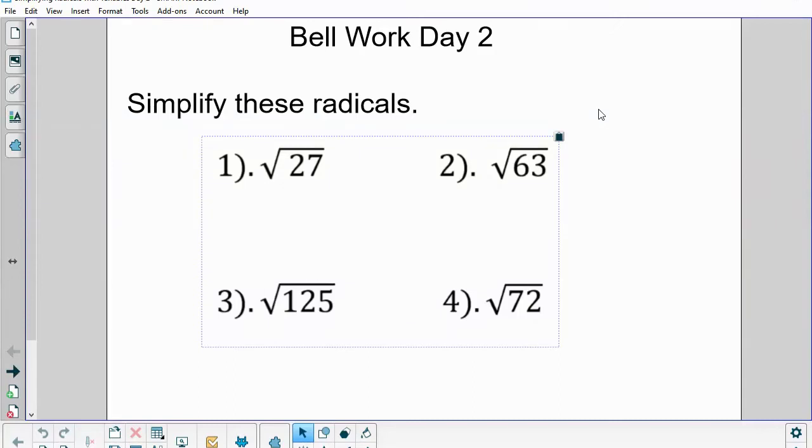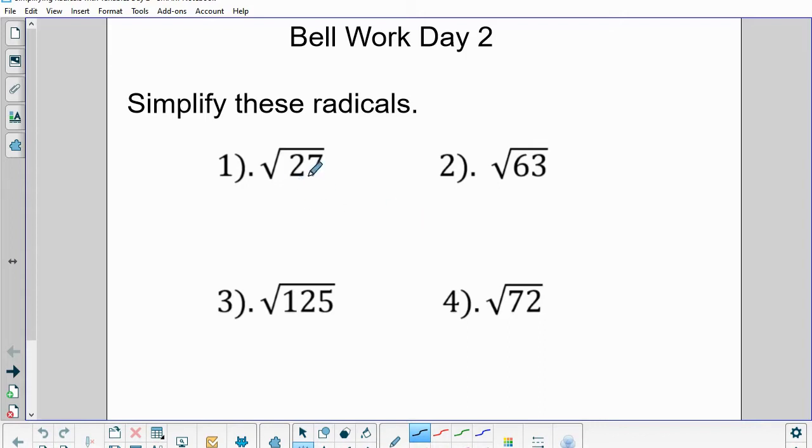Today we're going to go on to simplifying some more radicals. These may actually be a little more complicated than what we saw yesterday, but everything should work out just fine. So let's go ahead and get in there. First of all, let's practice a couple that are like the ones we did yesterday.